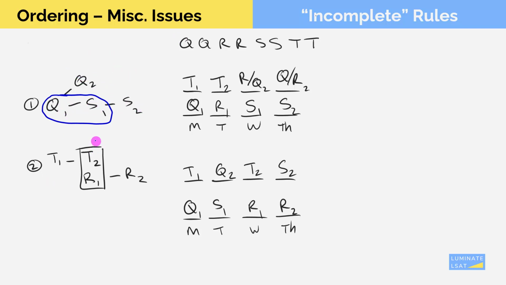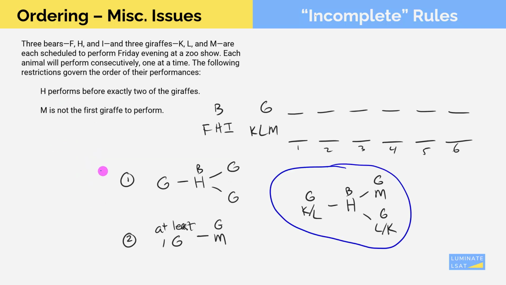And in rule number 2, the initial rule only started with this. But since you have multiple T's and multiple R's, does that rule tell you anything about where the other T and the other R go? And in addition, if you are dealing with a game where there are subcategories for your variables, if you have a rule that's telling you about only some members of a subcategory, remember the first rule just told us about H being before exactly 2 giraffes, you have to make sure to think about, well, what does that mean about the other member of that subcategory, about the other giraffe? And that's the best way to visualize what the rule is actually saying.